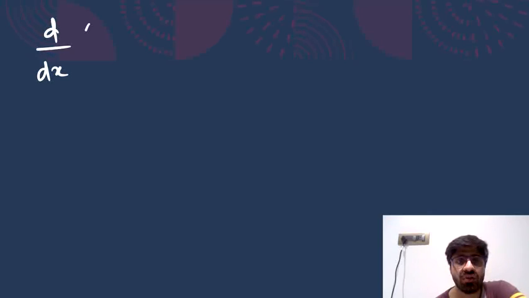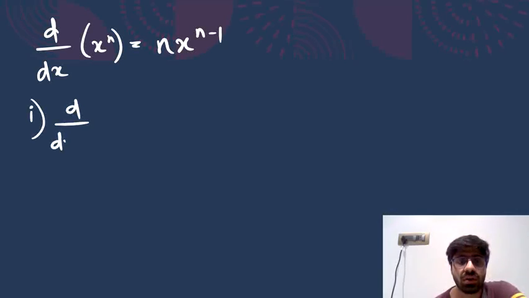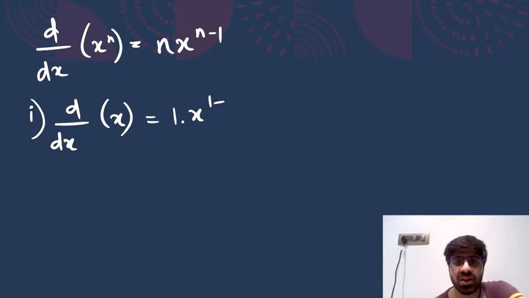If d by dx of x power n is n into x power n minus 1, then what would be the derivative of x? You will think that x is like x power 1, right? If it is like x power 1, then I can put n equal to 1 in this very result. By putting n equal to 1, I have 1 into x power 1 minus 1, but 1 minus 1 will be 0, and anything power 0 will be 1. So I have the derivative of x as 1 into 1, which is equal to 1. That is one of the results you can see from here.